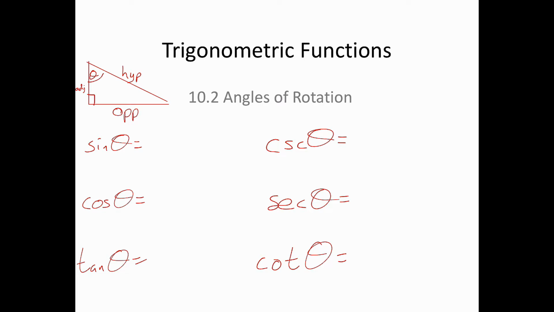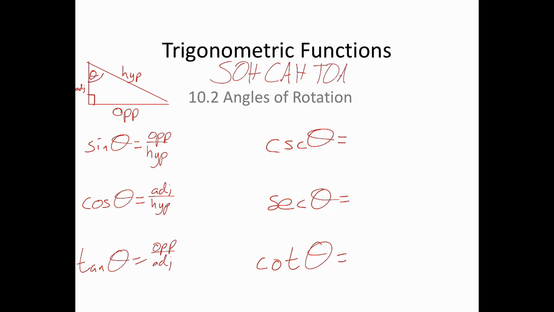Let's keep going. So sine is the opposite side divided by the hypotenuse. Cosine, adjacent divided by the hypotenuse. Tangent, opposite over adjacent. You might remember, we talked about this last week, and you might remember this from previous classes. SOHCAHTOA. Sine is opposite over hypotenuse. Cosine is adjacent over hypotenuse. Tangent is opposite over adjacent. So those three hopefully are already pretty familiar to you.